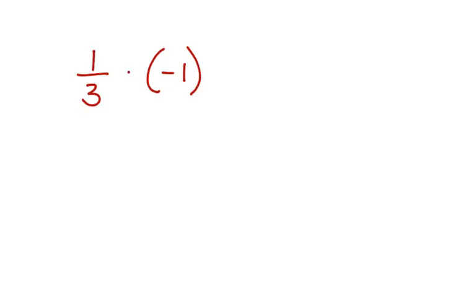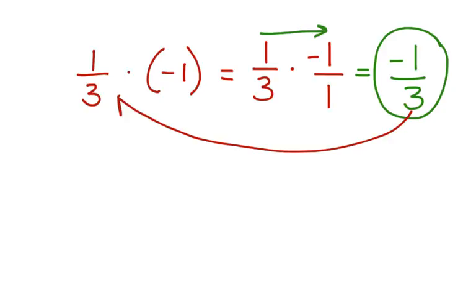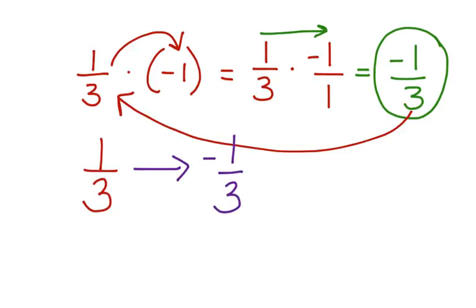What about if we had 1/3 times a -1? Well, to multiply this, let's put 1/3 times -1 over 1. Let's multiply our numerators. 1 times -1 equals -1. 3 times 1 equals 3. Our solution is -1/3. You can see that whatever value we started out with, when we multiplied it by a -1, it became the opposite. 1/3 was where we started, and our value became -1/3. It became its opposite.